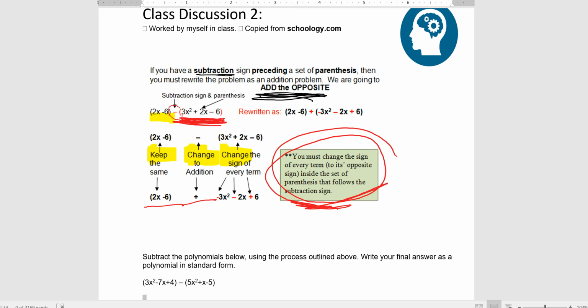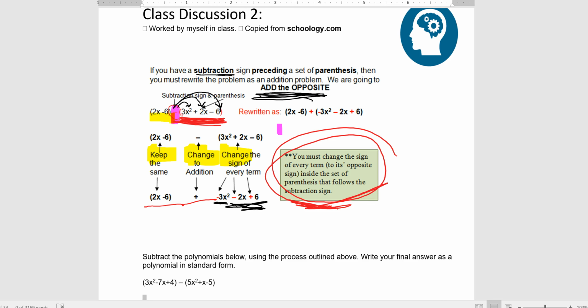Okay, so that gets us to the second way that you might have done this. What you may have done in the past is, when you saw a subtraction problem, treat it like you are distributing the negative. Negative 3x squared, negative times 2x is negative 2x, and a negative times a negative 6 is plus 6. And then you just combine like terms.